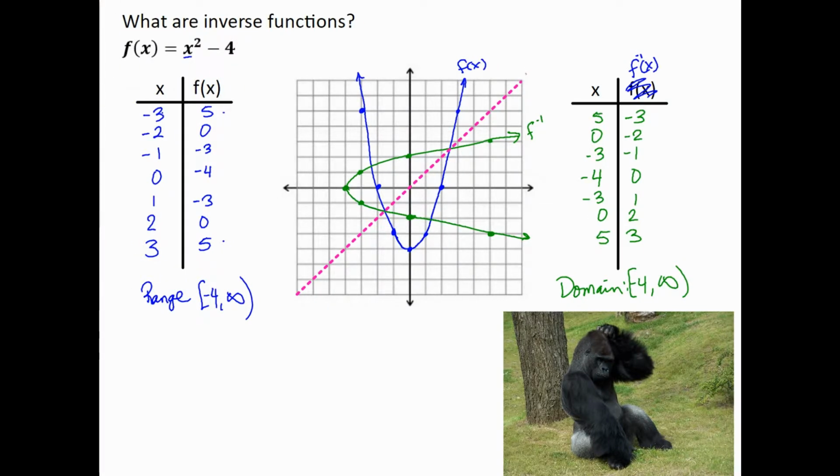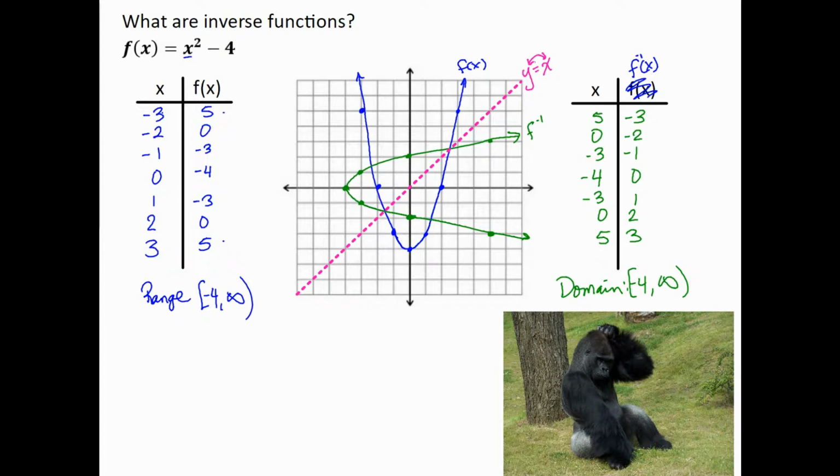So that line is y equal to x. And there is that morphing that's happening. We are saying here that the y is the same as the x. The x is the same as the y. The domain and the range swap.